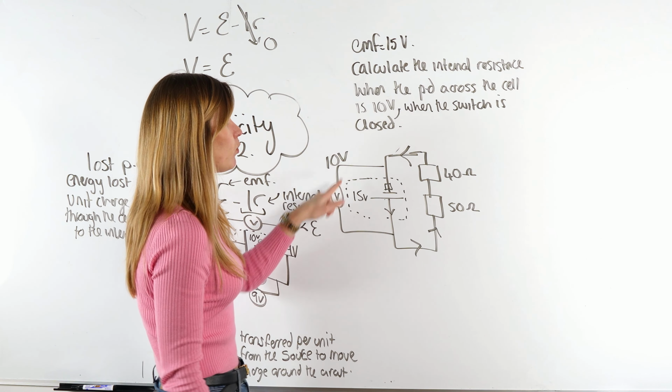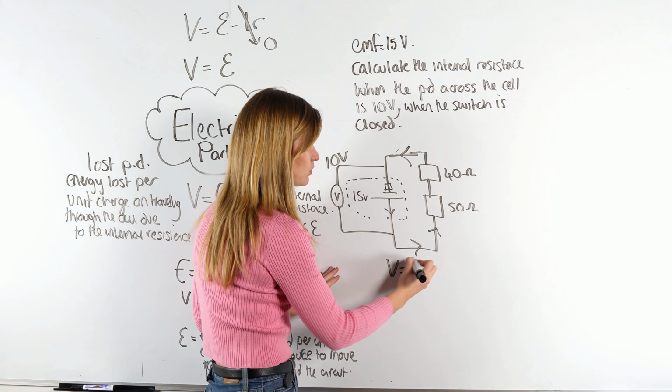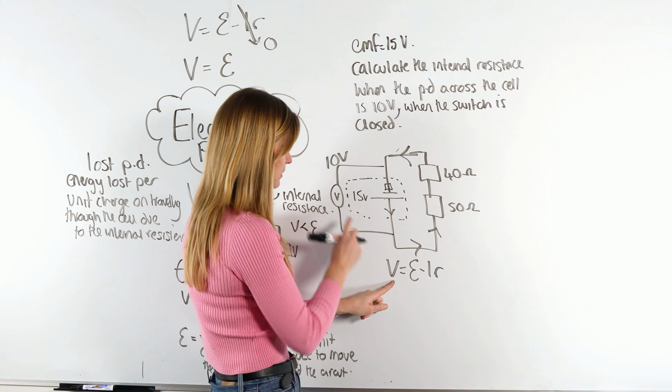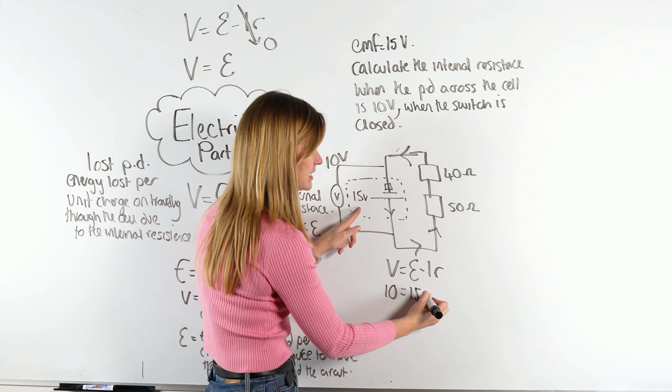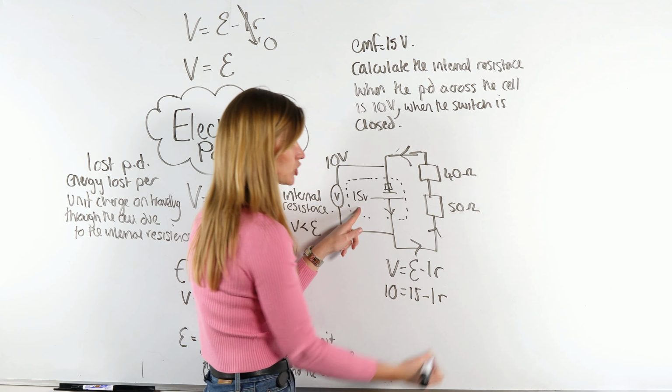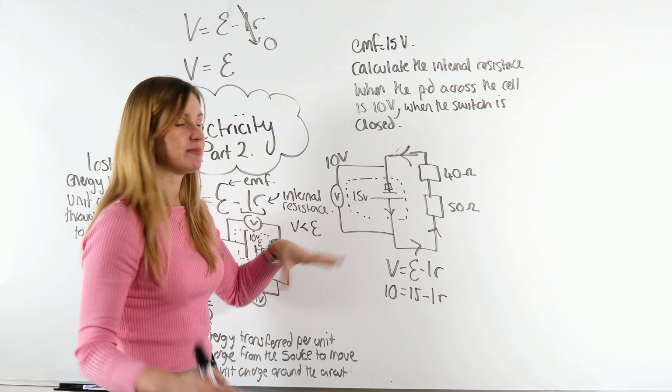And we're trying to calculate what the internal resistance is. So I write my equation, V equals E minus IR. The potential difference is 10 equals the EMF, which is 15, take away the current times the internal resistance. But I don't know what the current is for my circuit. So that's when I go back to my GCSE knowledge.